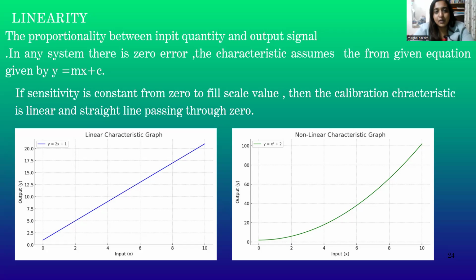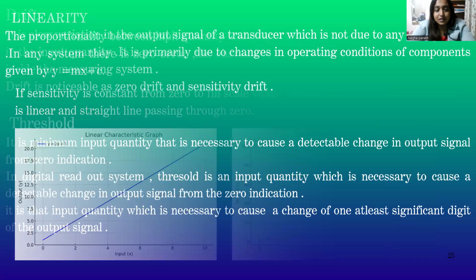Its equation is y equal to mx plus 0. The sensitivity is constant from 0 to full scale value. Then the calibration characteristic is linear and a straight line passing through the 0. In a non-linear characteristic graph, the output of the graph is not predictable when we apply an input. If we put a 1 kilogram weight, it might show 1.5 kg. So the output is not predictable.